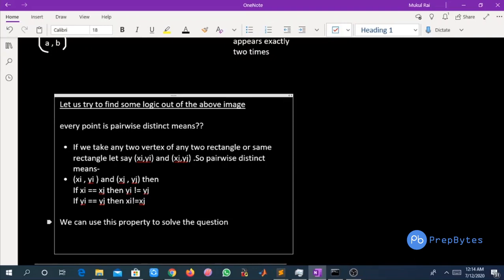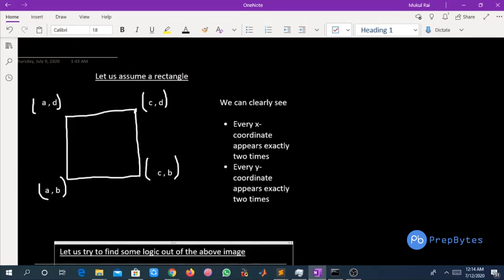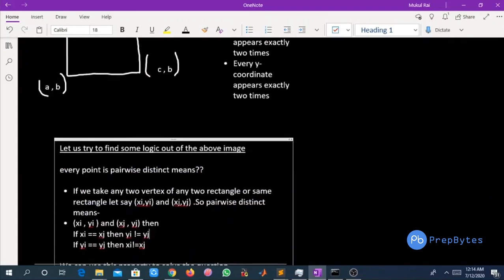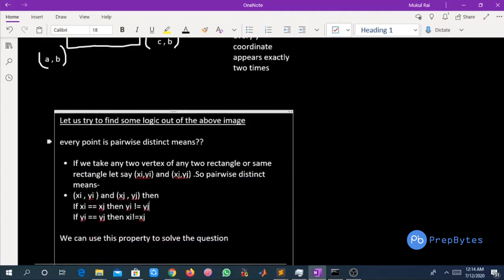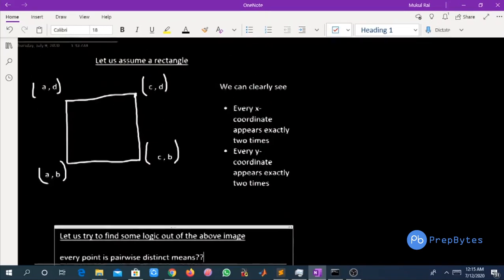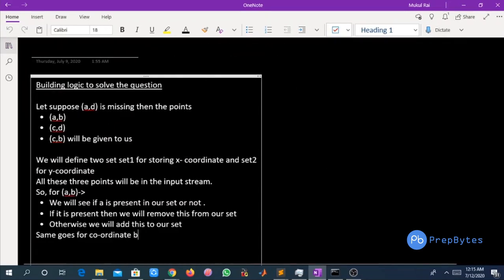So we can use this property to solve this question. As we can see, every x coordinate of a rectangle and every y coordinate of a rectangle appears exactly 2 times. And since every point is pairwise distinct, we can build some logic out of these conditions. I'm not giving explanations on any test cases, because it will be tough to get the answer from some random test cases. So we have generalized the problem.